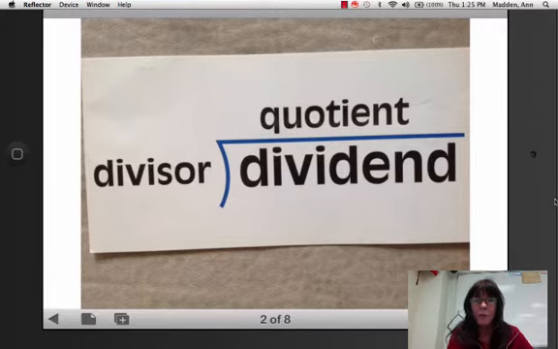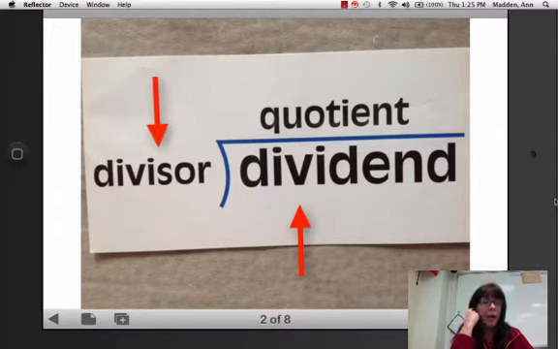Again, the number in the box is the dividend, the number on the outside of the box is the divisor, and the number on the top, called the quotient, is your answer.